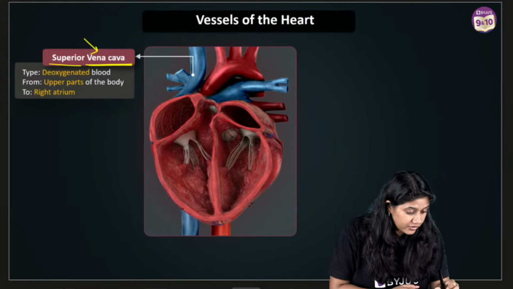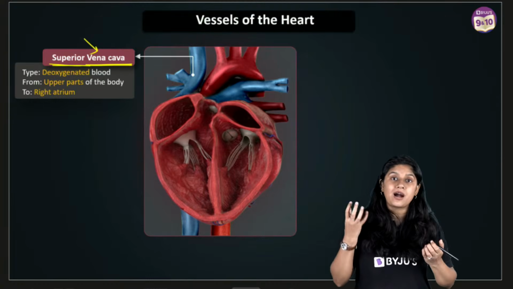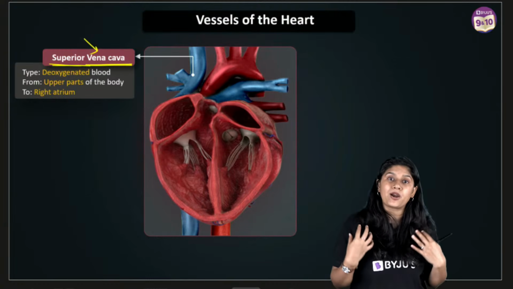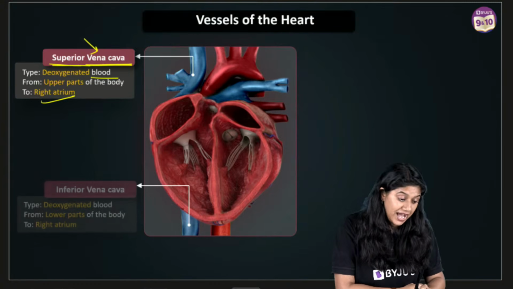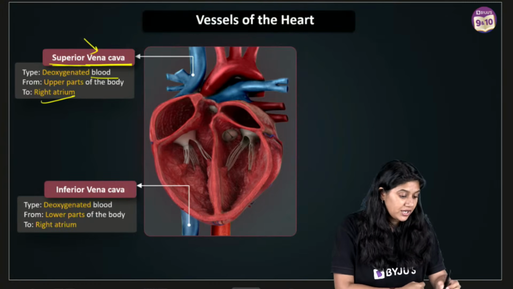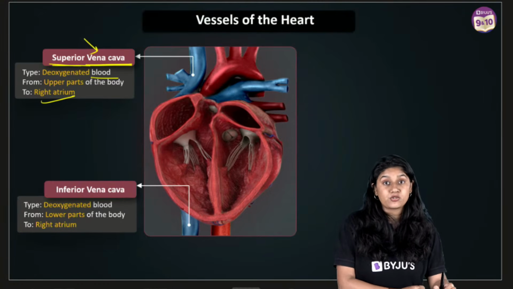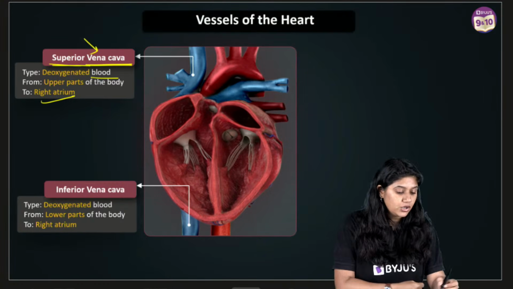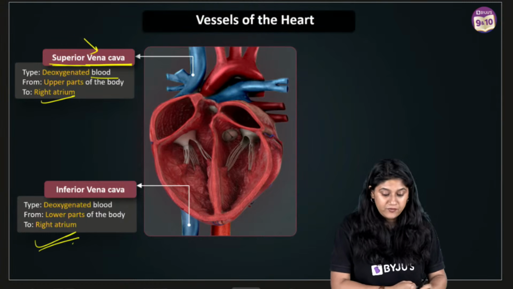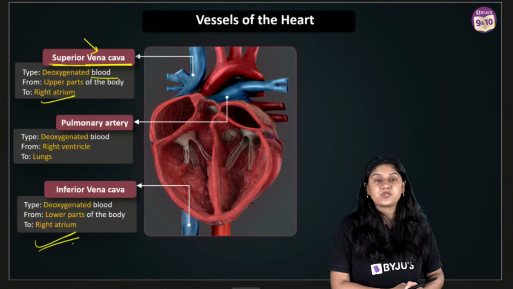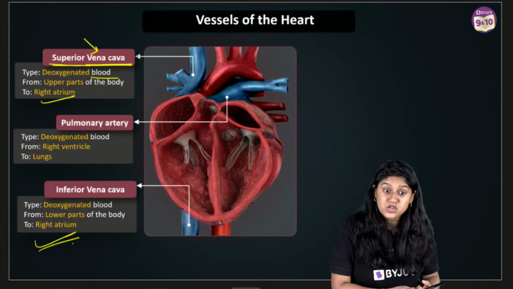So the superior vena cava carries the carbon dioxide rich blood from the upper part of the body to the right atrium. We have the inferior vena cava, which takes the carbon dioxide rich blood from the lower part of the body to the right atrium. Very, very important. Okay. Then between that we have the pulmonary artery, the exception that we have.